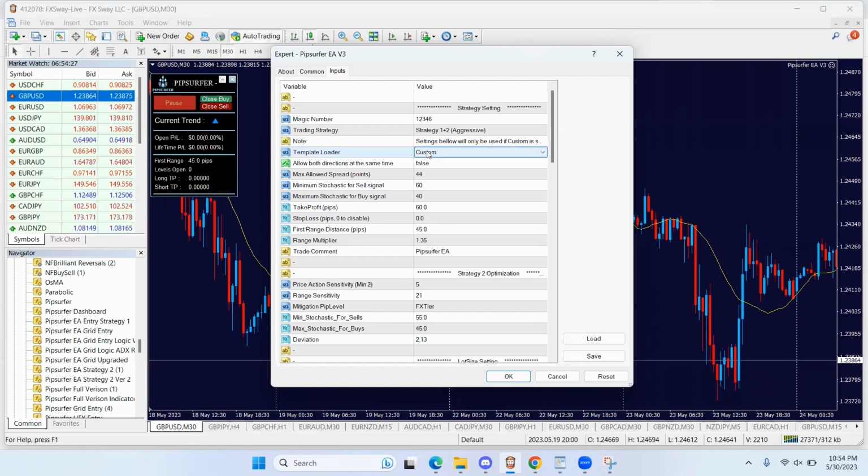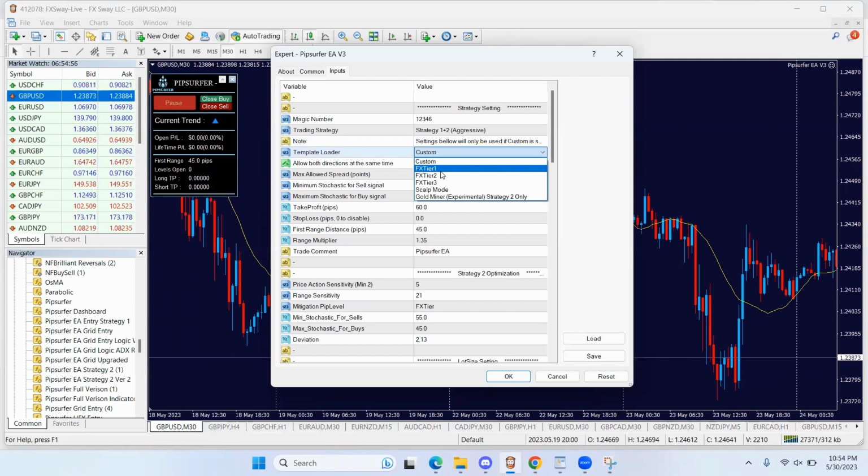Now, with template loader, there's multiple templates you could have. So you have FX tier 1, FX tier 2, FX tier 3, scout mode, and gold miner. So the FX tiers, the Forex tiers, are settings that are for certain pairs. So pairs meaning like the symbols, Euro USD, GBP USD.